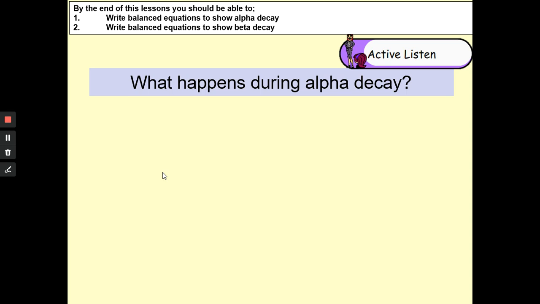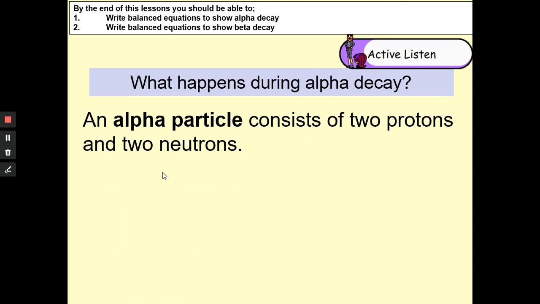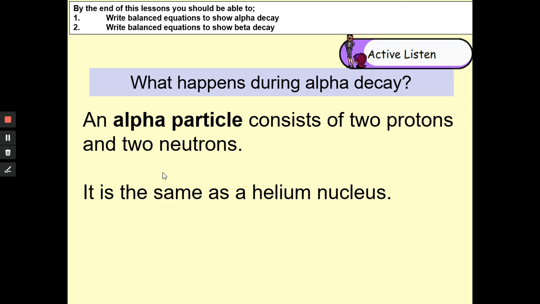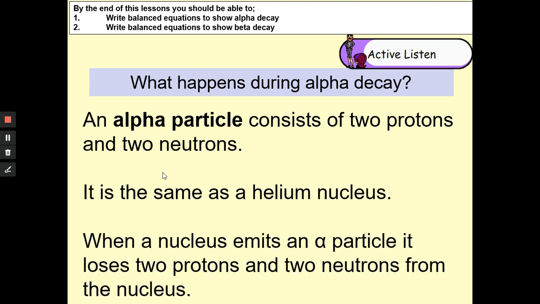Moving forward then, alpha decay. Remember, that's when an alpha particle consisting of 2 protons and 2 neutrons is shot out of a radioactive nuclei. Sometimes it's referred to as a helium nucleus, but for today's lesson, we're just going to be working with it as an alpha particle. Now, if a nucleus emits an alpha particle, it loses 2 protons and 2 neutrons from the nucleus, and so that means a new element is formed.